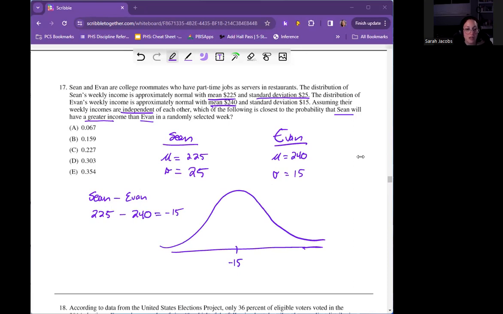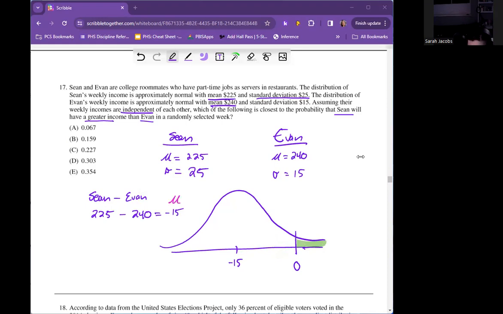If Sean is making the same as Evan, that's going to be $0. Well, 0 is to the right of negative 15. I'm going to put $0 here. And if Sean is making more than Evan in a randomly selected week, we are interested in this area, right? Anytime that Sean minus Evan is positive, Sean has made more money that week. So we have our new mean.